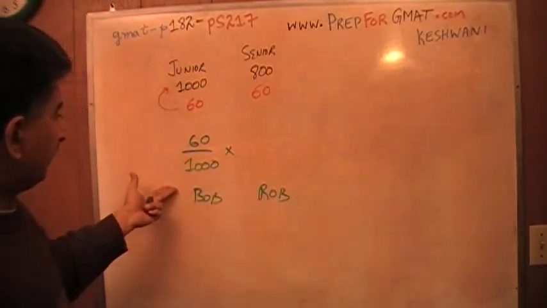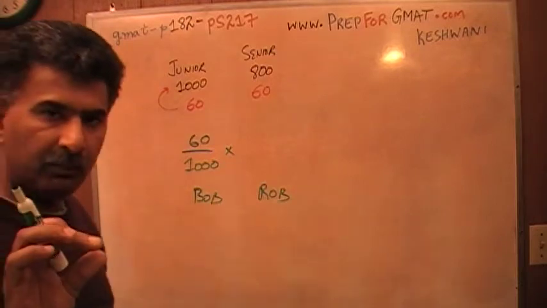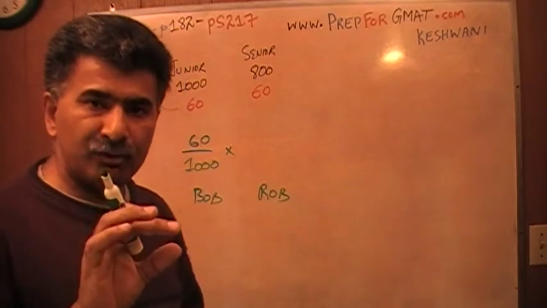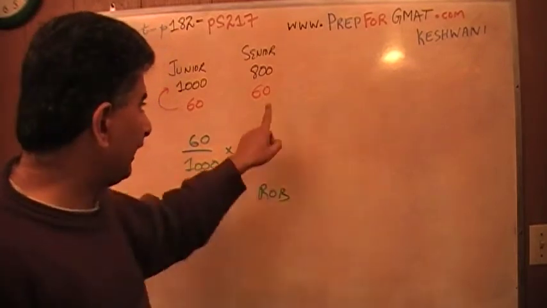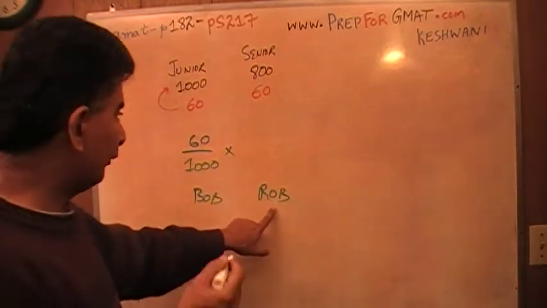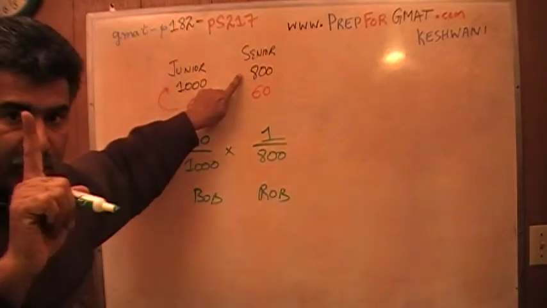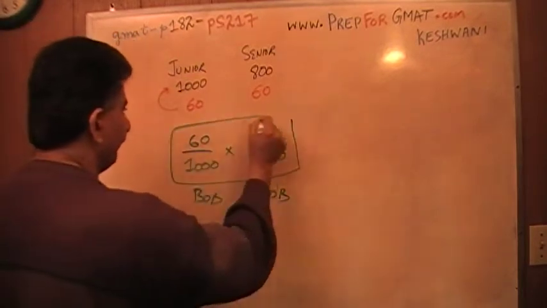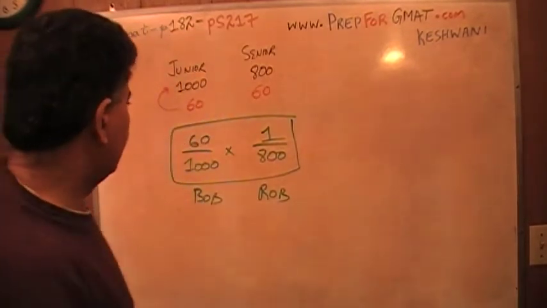So after I pick Bob, there are 60 out of 1,000 chances that if I were to pick a student at random, that student will have either a brother or sister in the other class. Once I have chosen that person, in this case Bob, then there is only one person in the other class who is his sibling. So the odds that I will pick Rob is 1 out of 800, because there are 800 students in this class, out of which only one person will make a pair with this guy. That's it. So these are your odds. You just have to simplify it.